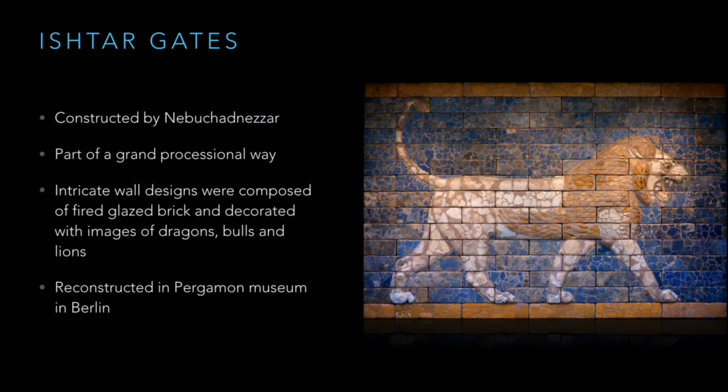Here's a section of the Processional Way, which is actually in the British Museum. But if you want to see the whole of the Ishtar Gate, then you'll need to book a flight to Germany, because it's been reconstructed in the Pergamon Museum in Berlin. The gate was decorated with images of dragons and bulls, and the processional way was lined with 120 images of lions like this one. And that's quite interesting because it reminds us of a passage in Daniel chapter 7.